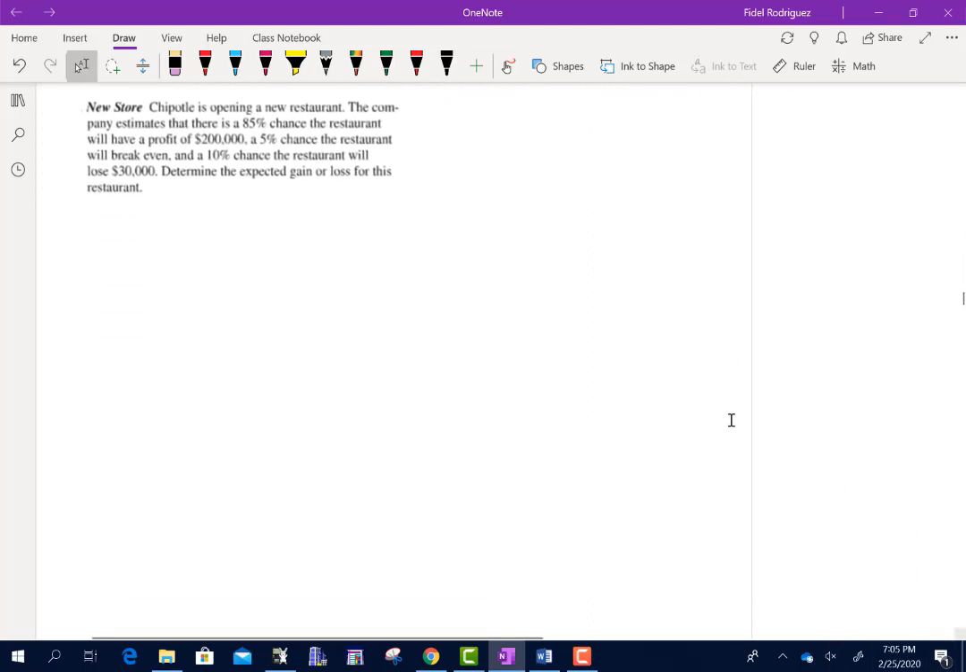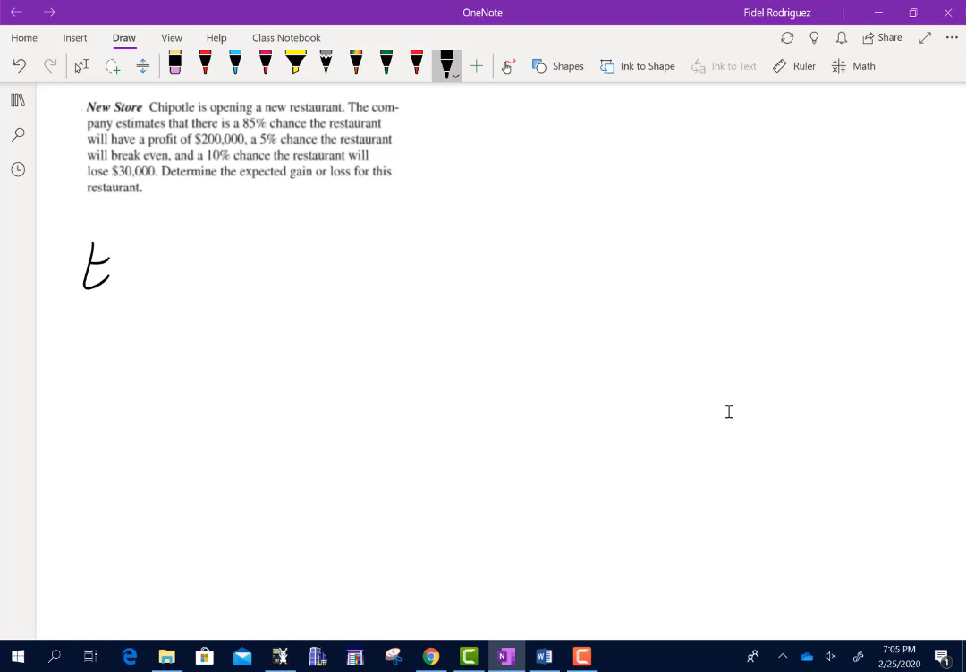Okay, last problem. Let's take a look. Chipotle is opening a new restaurant. Customer estimates there's going to be an 85% chance the restaurant will have a profit of $200,000, a 5% chance they're going to break even, and a 10% chance they're going to lose $30,000.